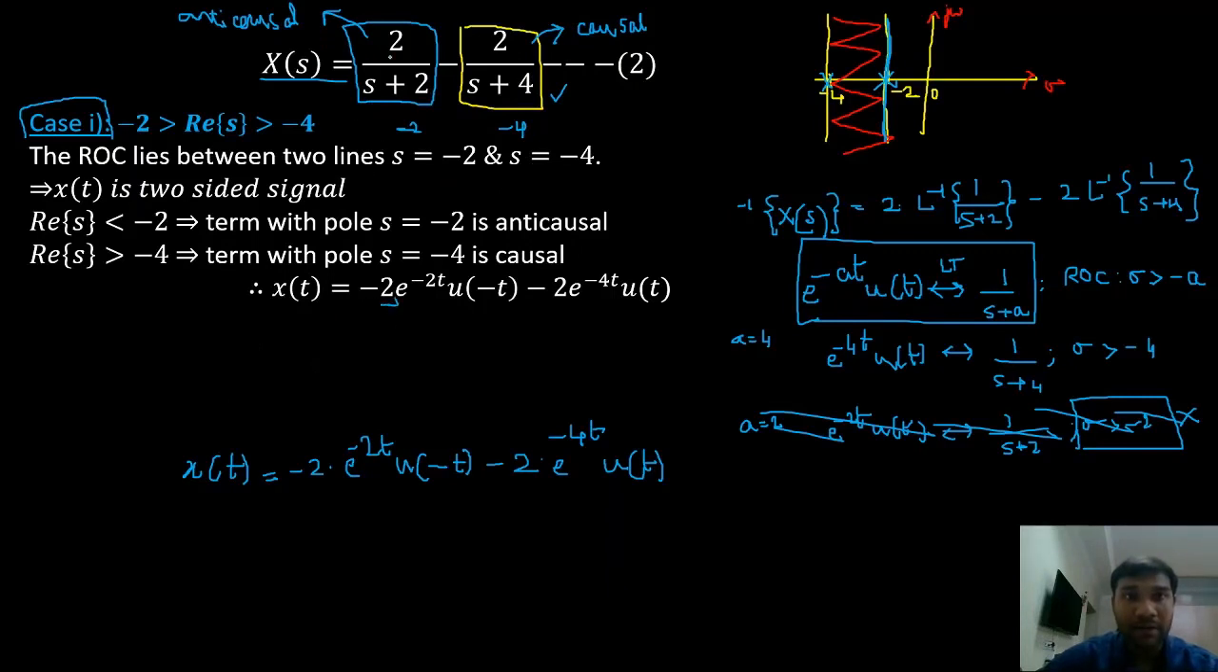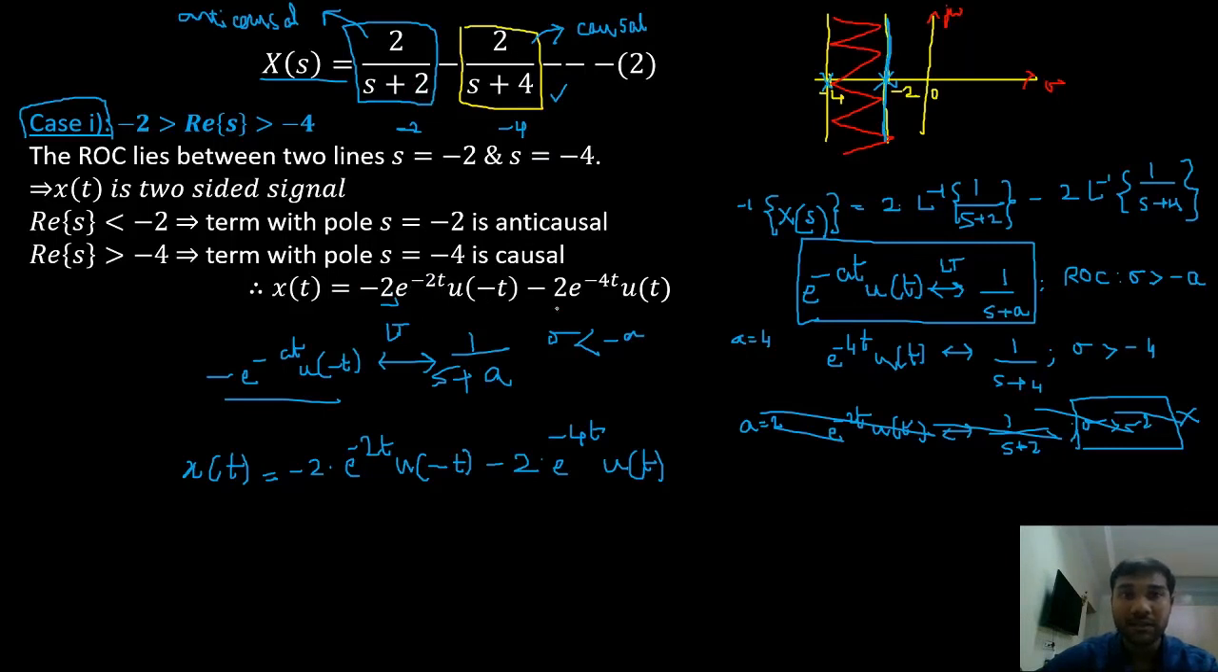Since the first term is anti-causal, what I'm going to write is: 2 is the constant that I have, and 1 by s plus 2 is my Laplace transform. The anti-causal x of t that gives the transform 1 by s plus a is minus e power minus at into u of minus t. This is the anti-causal or left-sided signal that gives the Laplace transform 1 by s plus a. So for the first term, I'm going to write 2 as it is, and since a is equal to 2, I'll write minus e power minus 2t u of minus t.